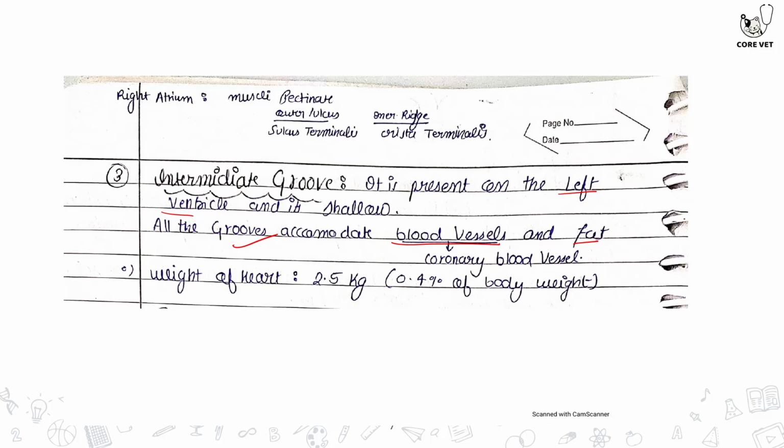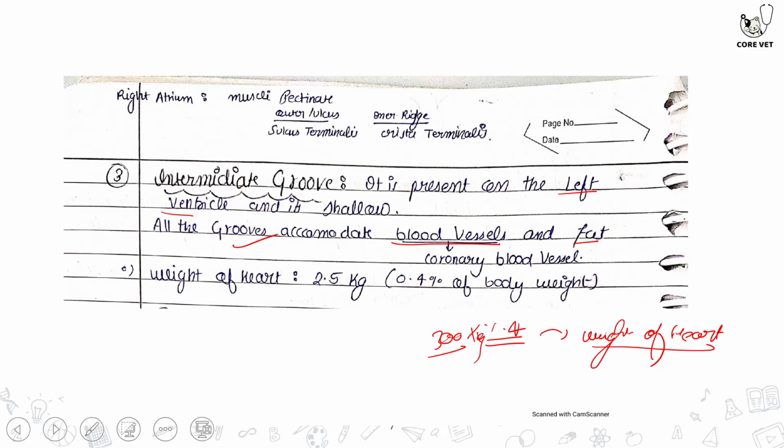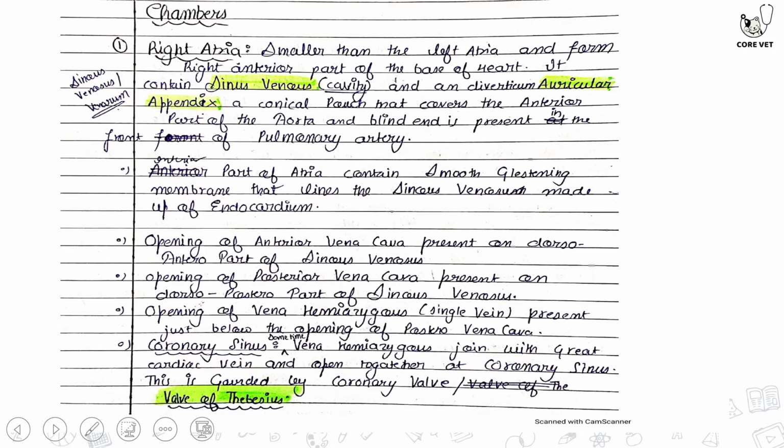Now coming on to the weight of the heart. What we have to focus on is that it is only 0.4% of the body weight. If the animal is 300 kg, then take 0.4% of that body weight, and that would be the weight of the heart. So that is the formula we can apply to estimate the weight of the heart.